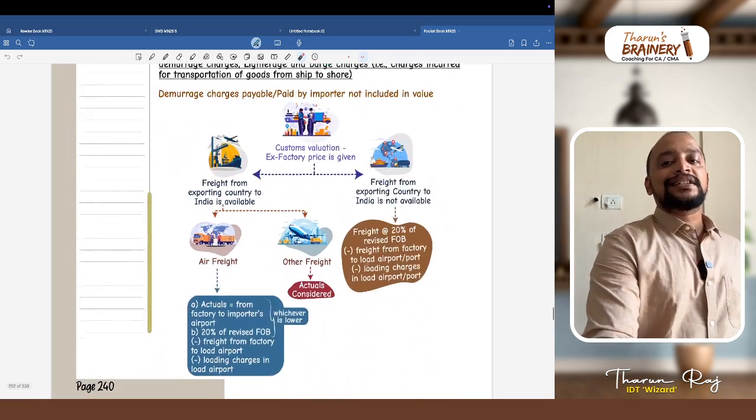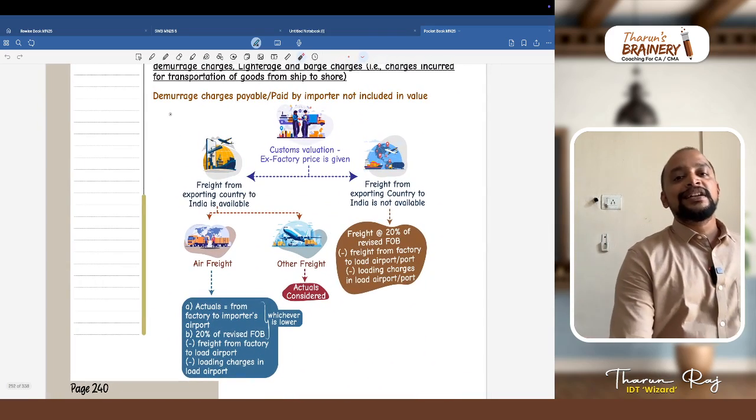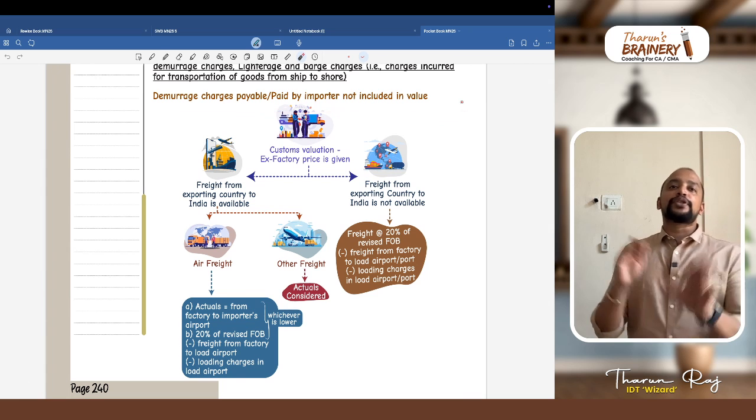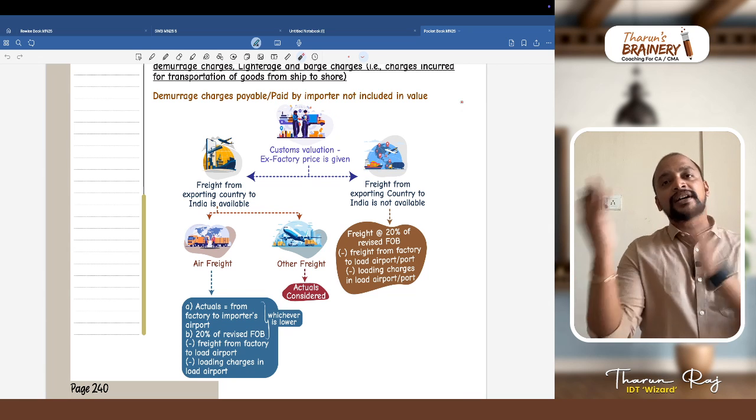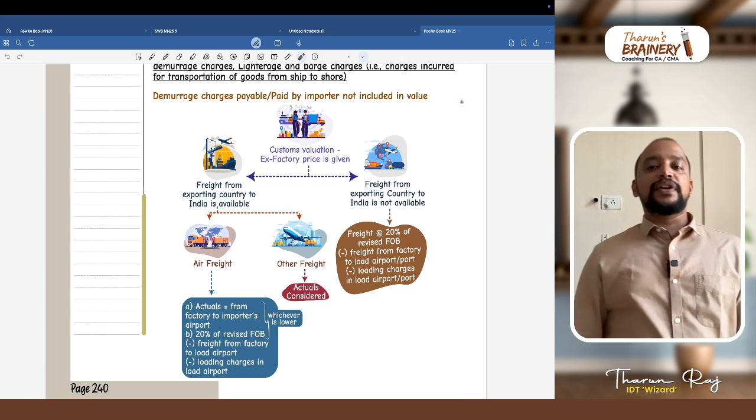And demurrage charges. What is the treatment of demurrage charges? Demurrage charges payable or paid by importer will not be included in value because it is after import. But ship demurrage charges will be included.